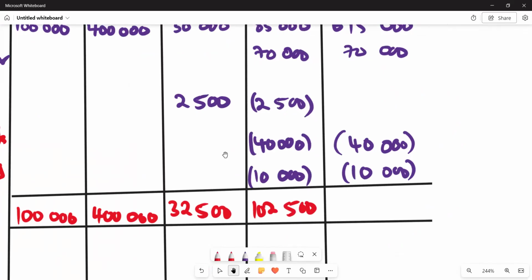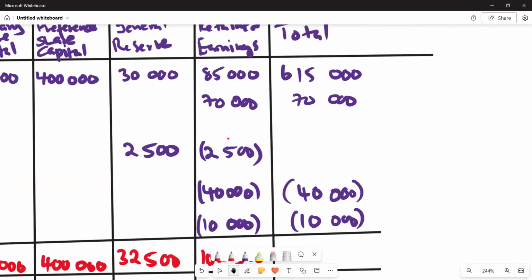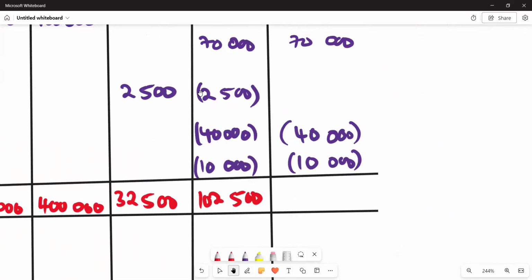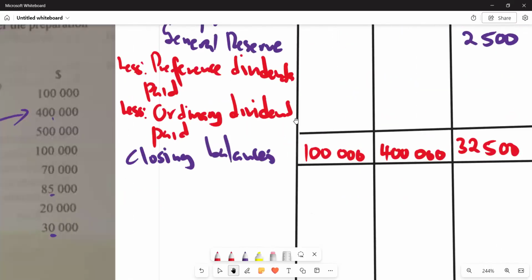So the same applies on the last part, which is the total. We are saying 615,000 plus 70,000 minus 40,000 minus 10,000. So we get the final figure is 545,000. So remember here on adjustment of transfer to general reserve is 2,500 and 2,500. So obviously this one will be 0. So we can just put a dash there. So this is what we have, but we see that these are the closing balances that we're having.